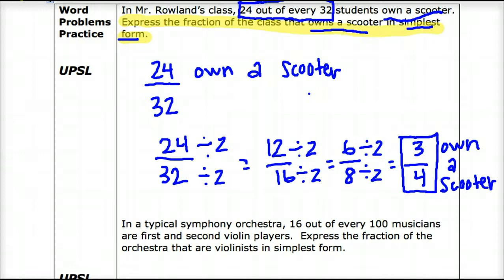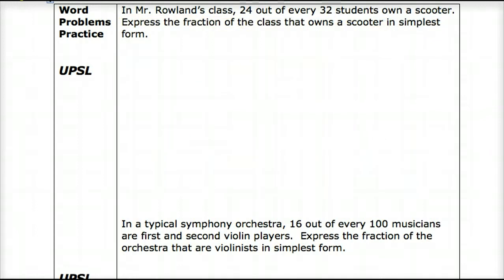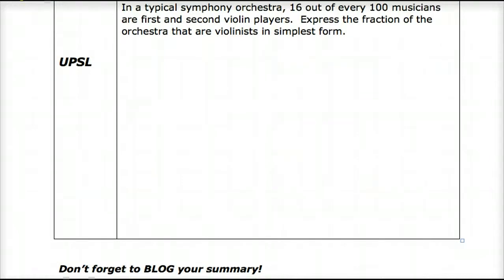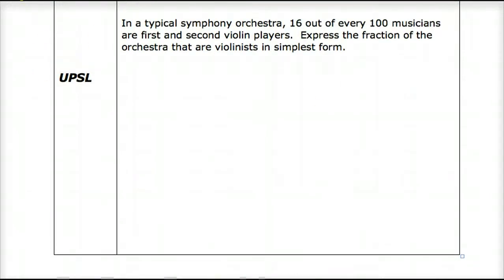Now, for our next example, they tell us that in a typical symphony orchestra, 16 out of every 100 musicians are first and second violin players. Express the fraction of the orchestra that are violinists in simplest form. So, we're first going to determine what this problem is asking us. And it is asking us to express the fraction of the orchestra that are violinists in simplest form.